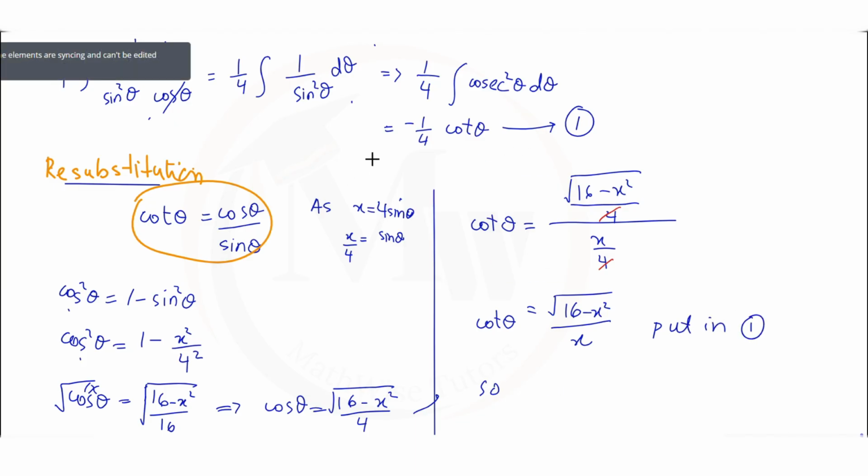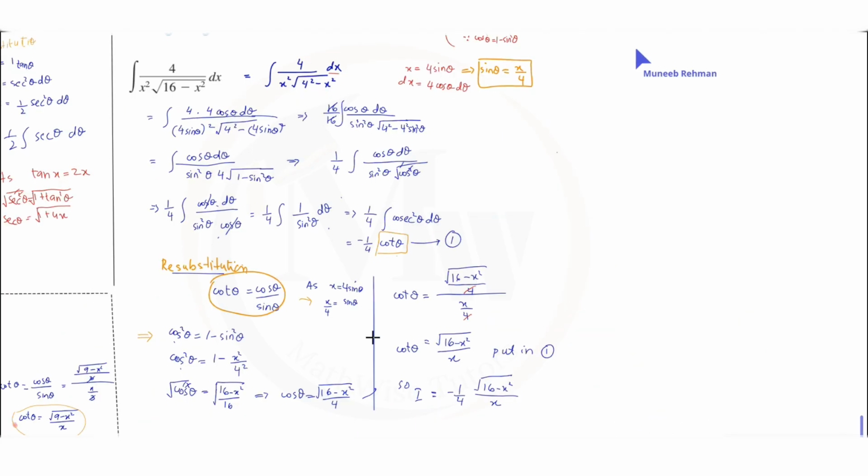In equation 1, on the other side, it's actually the integral, right? So the answer is minus 1 by 4. You can write I on the other side. I means the integral. So the integral answer you got is minus 1 by 4 times the square root of 16 minus x square over x. This is done. So this is the whole procedure.